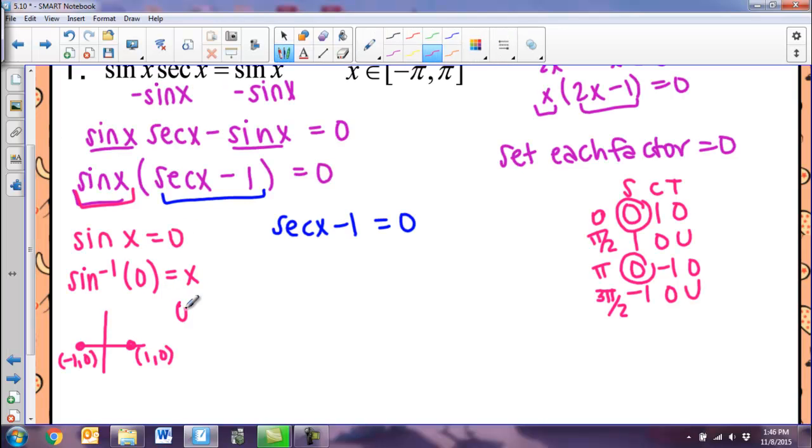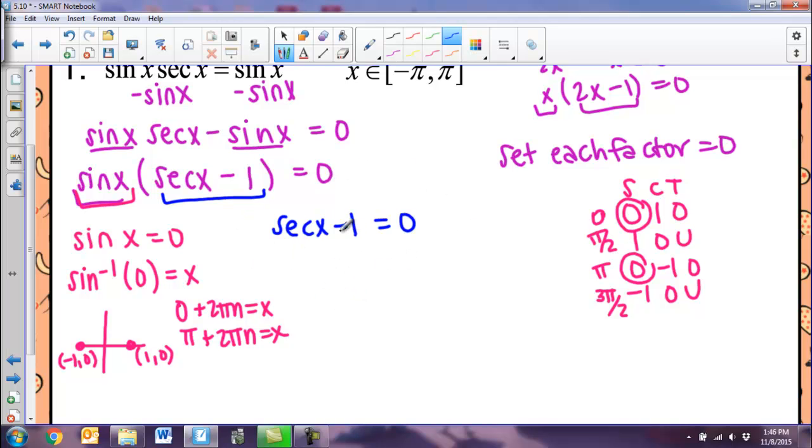I would have 0 plus 2 pi n is equal to x, and I would also have pi plus 2 pi n is equal to x. So that's part of my general solution, okay? So then when I look and I want to find the rest of my general solution, I'm going to go ahead and get this guy.